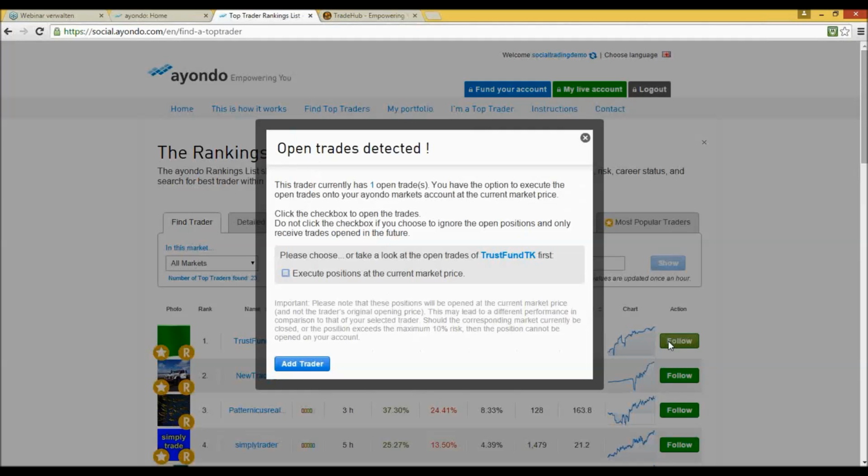Some traders you may be able to follow instantly, others not so quickly. The reason being is, as we saw, Trust Fund TK currently has one open position. So it's asking us, do we want to enter the position at the current level, or wait until he's placed a new trade? What we'll do is enter only his new trades, so we're going to leave this box empty. Otherwise, that will execute at the current market price, which we don't want right now. We'll just add the trader now.